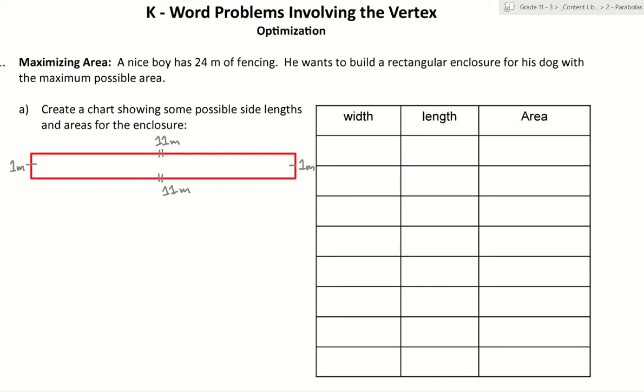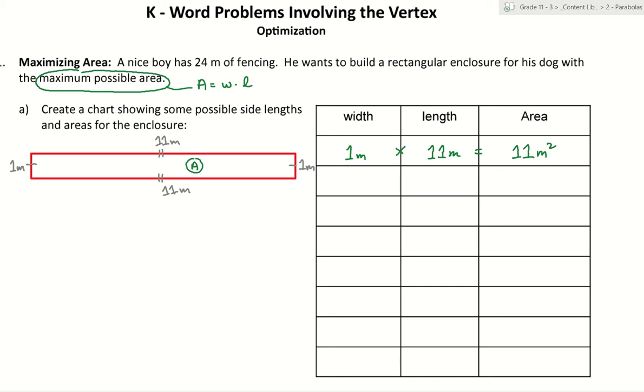All right, so putting that into our chart, we have a rectangle of 1 meter, a length of 11 meters, and at this point let's just recognize we're trying to maximize the area. So how do we find area? Well, area of a rectangle is just width times length. So we can easily find the area by going 1 meter times 11 meters, which is 11. Meters times meters is meters squared. So there's our first rectangle. Okay, so that's not great.